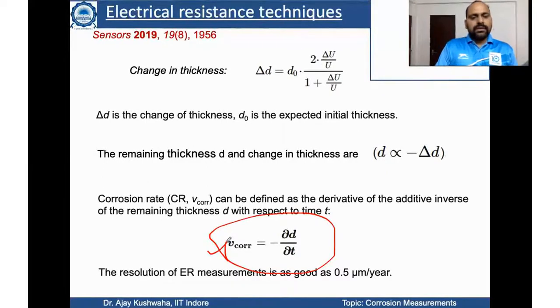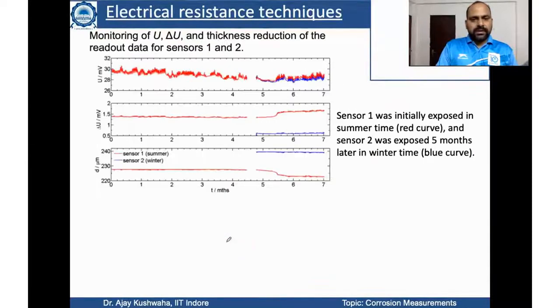So the resolution of the measurement is as good as 0.5 micrometer per year. So this much resolution we can achieve in this technique. Here is the data of this experiment. Basically, monitoring of U and delta U and the thickness reduction of the readout data for sensor 1 and 2. So there were two sensors, right?